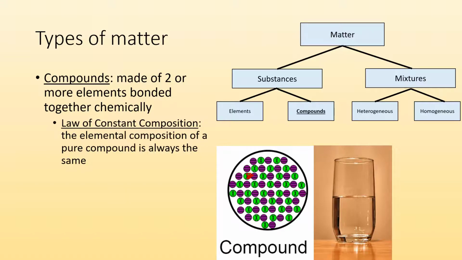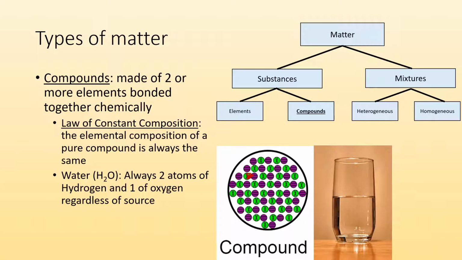Which brings us to the law of constant composition. So the elemental composition of a pure compound is always the same. So what do you mean by that? It means water is always H2O. There's always two atoms of hydrogen and one of oxygen, regardless of the source. Did you get it from a stream? Did it fall out of the sky? Was it in a glacier? It doesn't matter. Water will always have this constant composition.